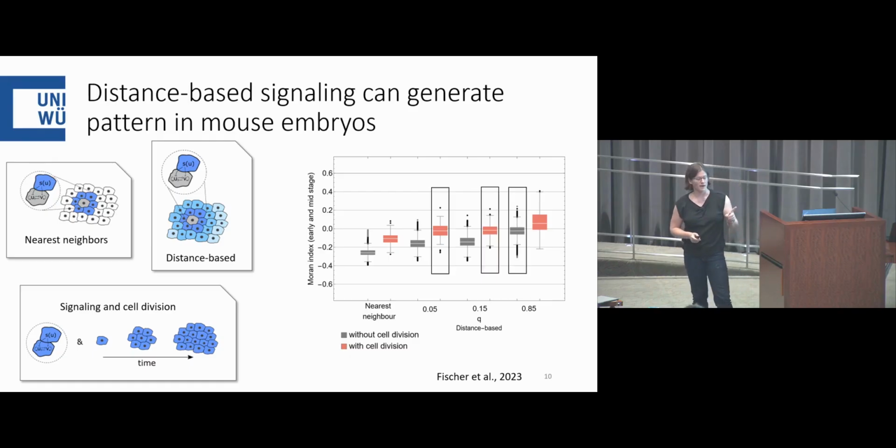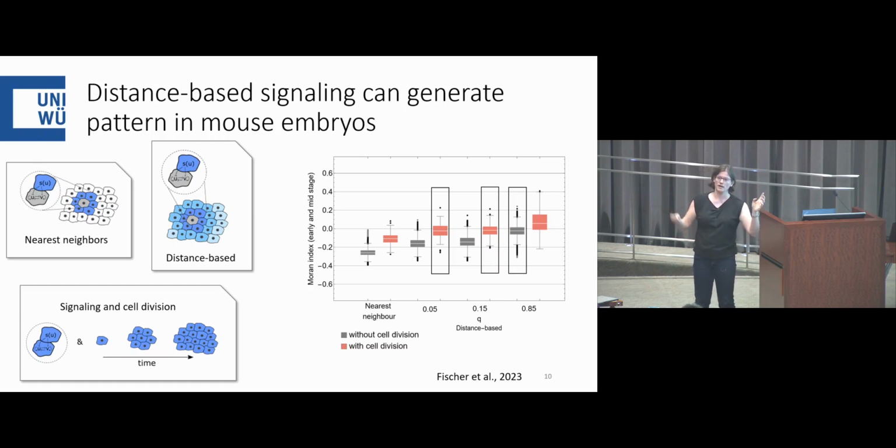So what we can take away from this is that the nearest neighbor signaling isn't enough. So the cells in the mouse embryo don't just talk to their direct neighbors. They need to talk to cells that are a bit further away as well. How far, we're not quite sure yet, but the nearest neighbor signaling certainly is out.